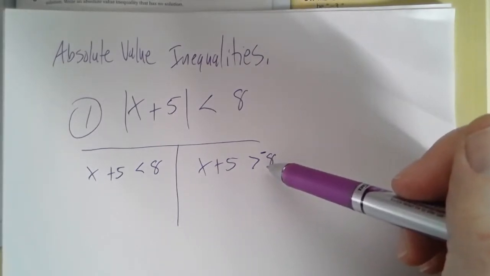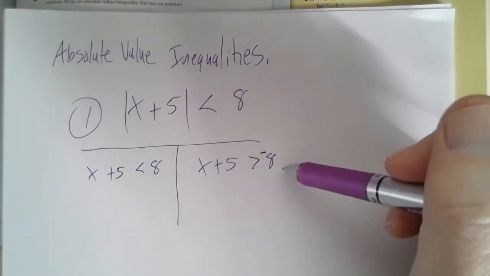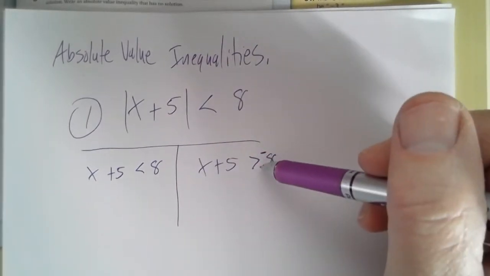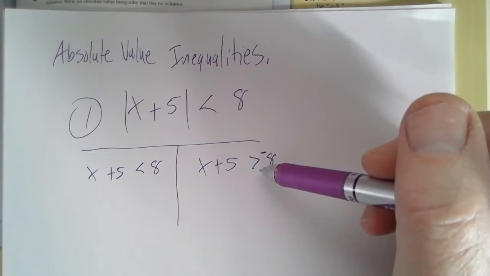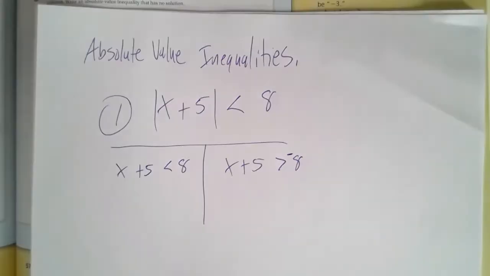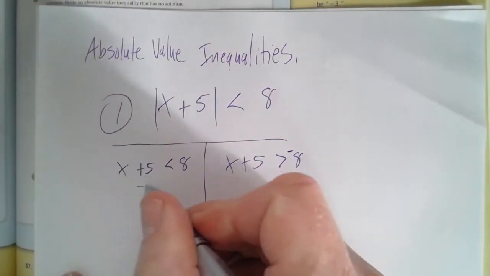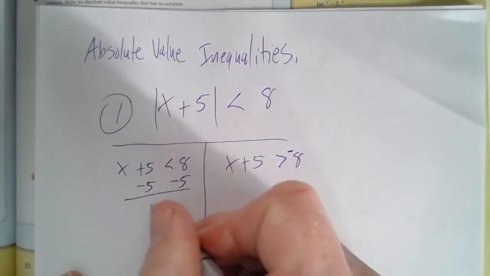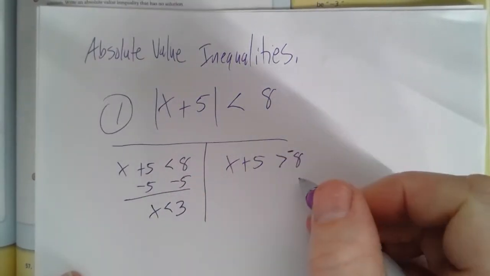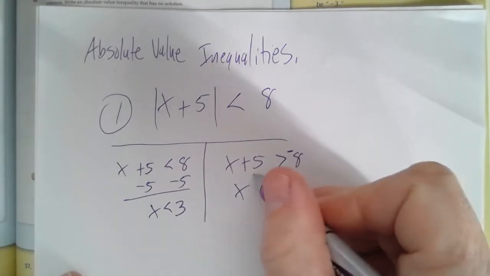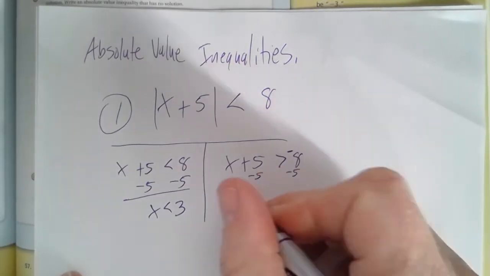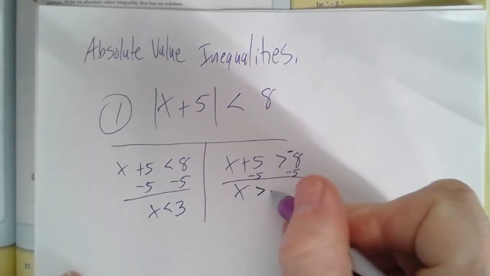Sorry, I think I said that backwards. It's going to be 8 and negative 8. When you do the negative 8, you have to flip the inequality around. Otherwise, it doesn't make sense. All right. So now we're going to subtract the 5 over. We get x is less than 3. And then we have x, subtract the 5 over, x is greater than negative 13.